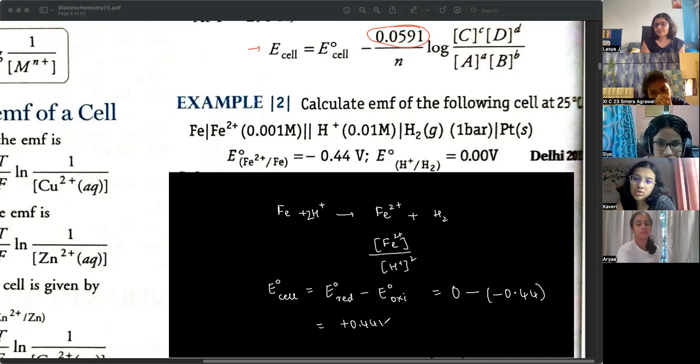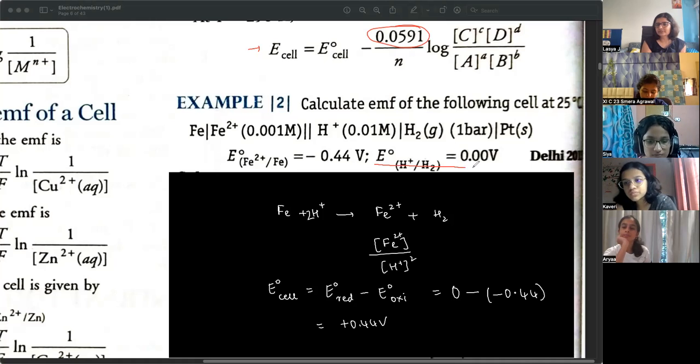How is hydrogen 0? Because that's a standard. Hydrogen is always considered 0 at STP conditions, and we are also given the value over here. You can see that E0 is 0 only for hydrogen. Everything is measured against hydrogen. Arya, Sia, yes. Arya, units? Volt.